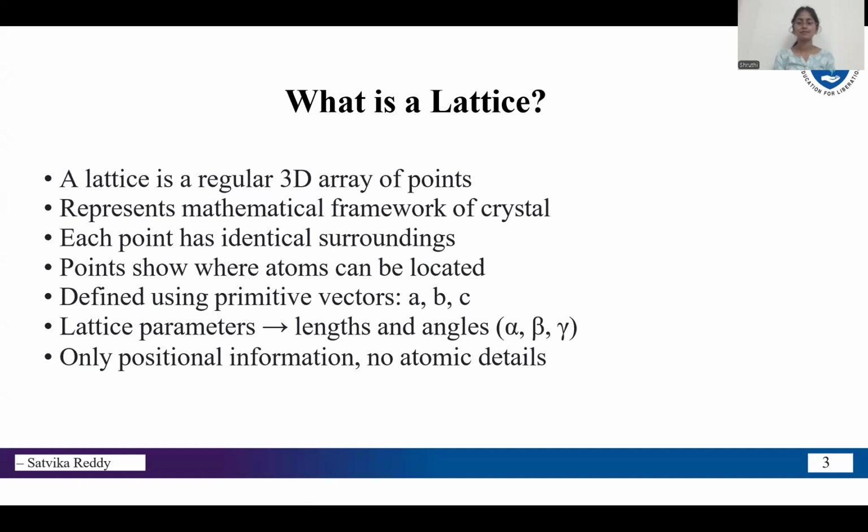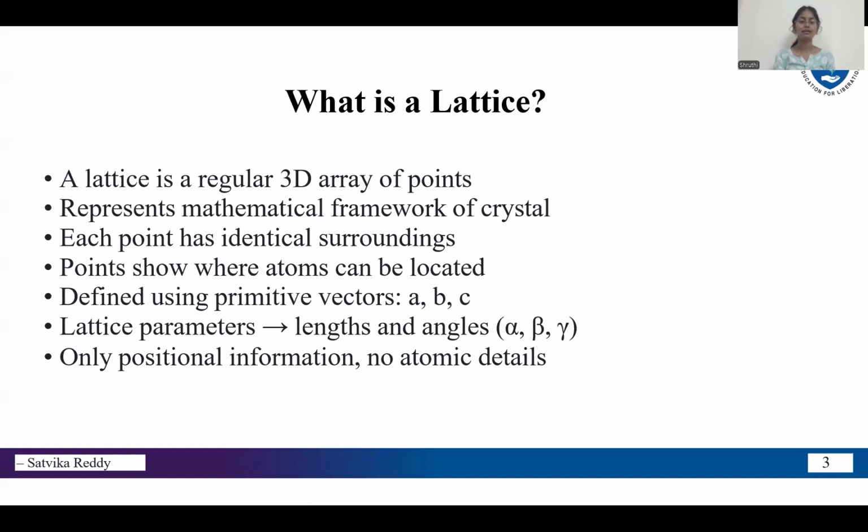What is a lattice? A lattice is an infinite periodic arrangement of points in 1D, 2D, or 3D. It is purely mathematical. The points do not represent atoms themselves. A key feature is that a lattice represents the translational symmetry of a crystal. Any point in the lattice is equivalent to any other point. Every point has the same environment.